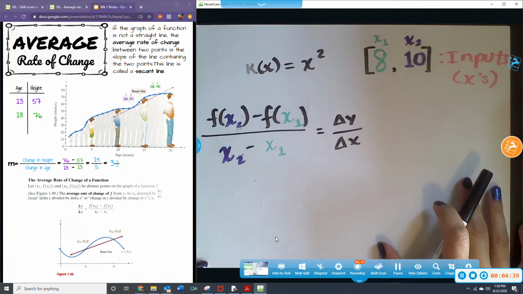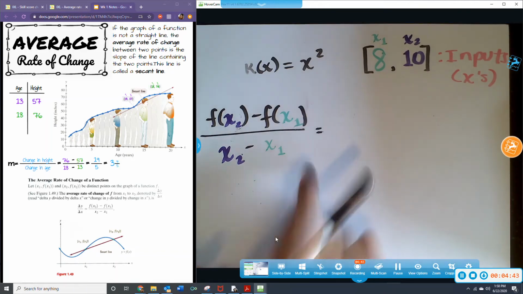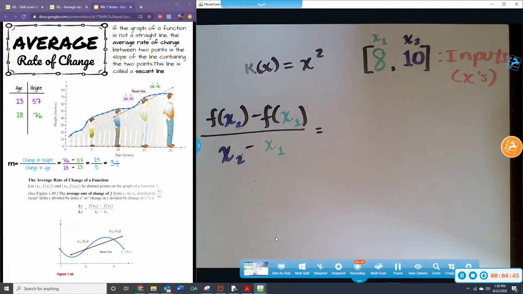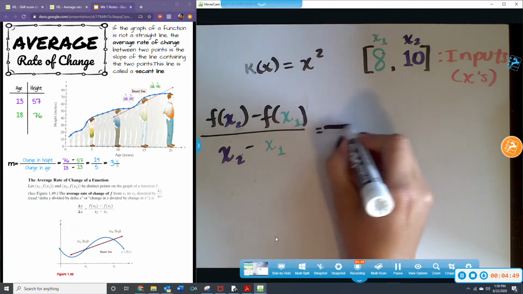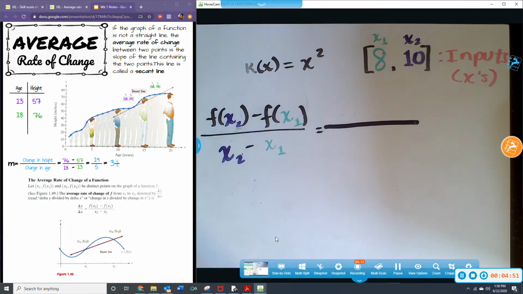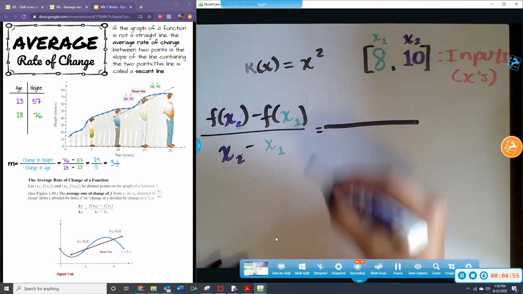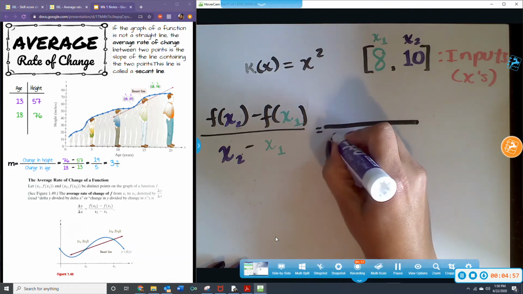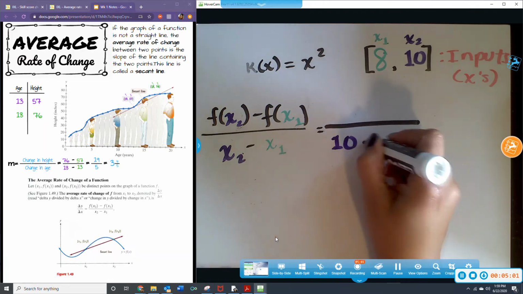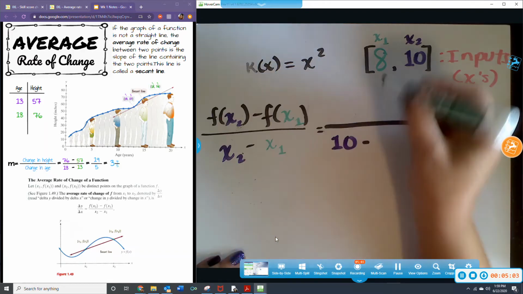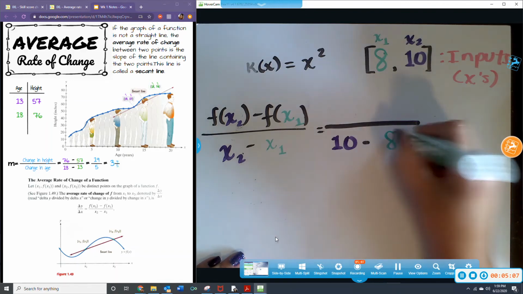Given this information, I'm going to start with my denominator. Let's bring over this division symbol. My x sub 2 is in purple. That's my second one, and that's 10. And then minus my x sub 1, which is my 8, my green 8.